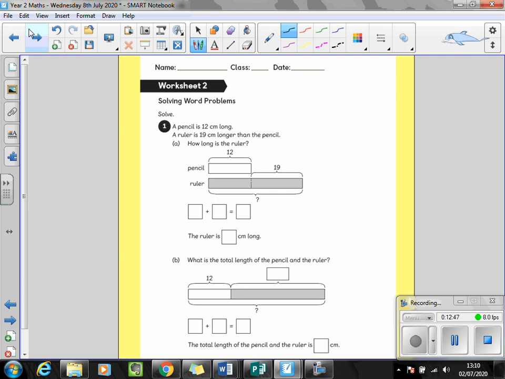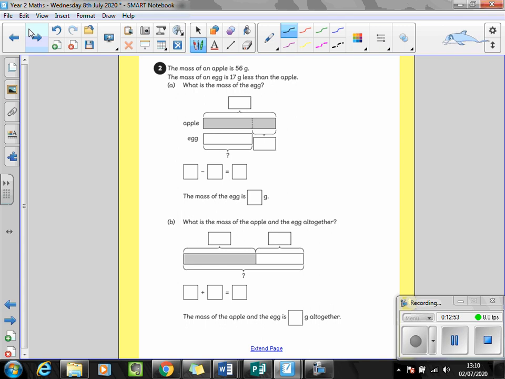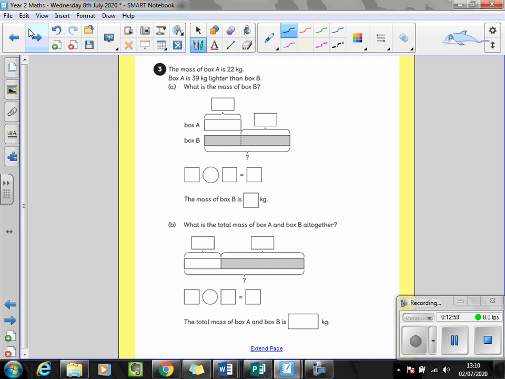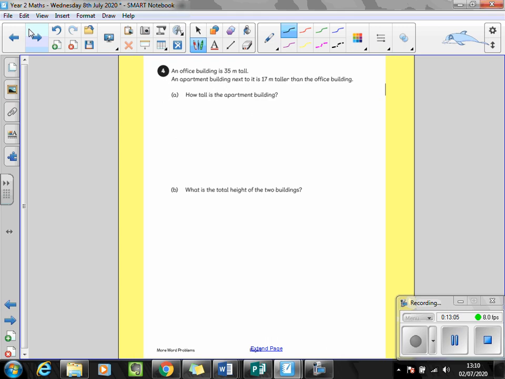Question 1. Question 2. Question 3, a bit trickier. You have to decide if you're adding or subtracting. Question 4, you might want to draw a picture here to help you. Annotate that picture with the measurements you're told.